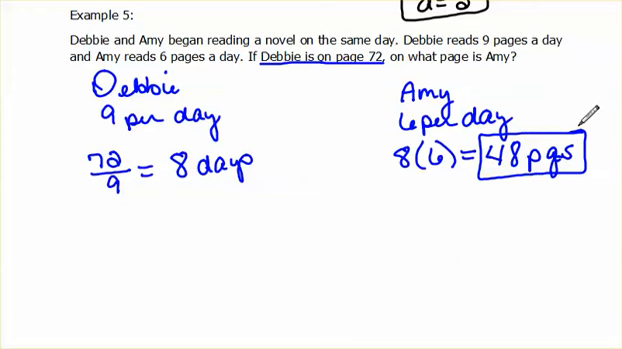Now, we could have also, if you didn't really think about that, and that's okay, you could have said, well, okay, here's Debbie. She reads 9 pages a day. So the first day she would be on page 9. The second day she'd be on page 18. And then on 27. And then on 36 or 34.